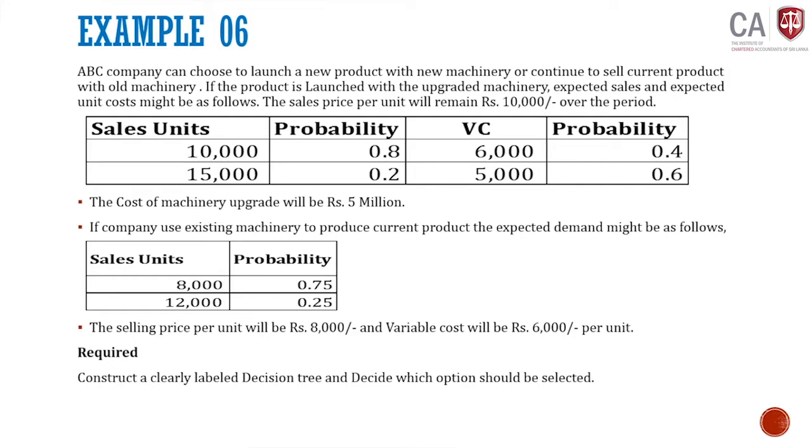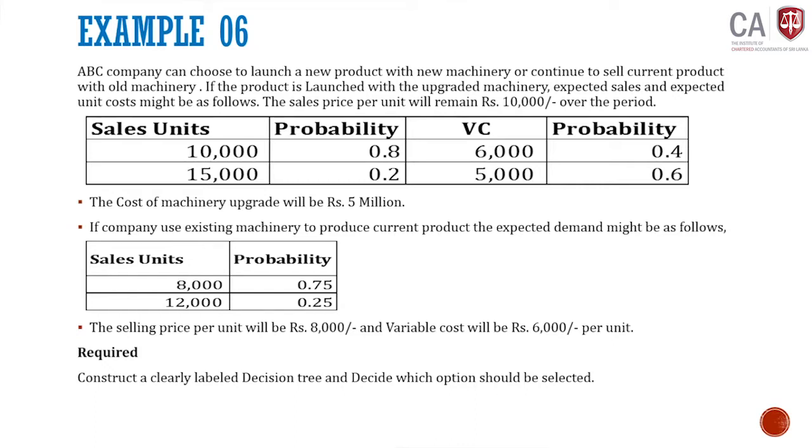That means if we produce this with the old machinery, your selling price is 8,000. The variable cost will be 6,000 per unit. Required: construct a clearly labeled decision tree and decide which option should be selected.